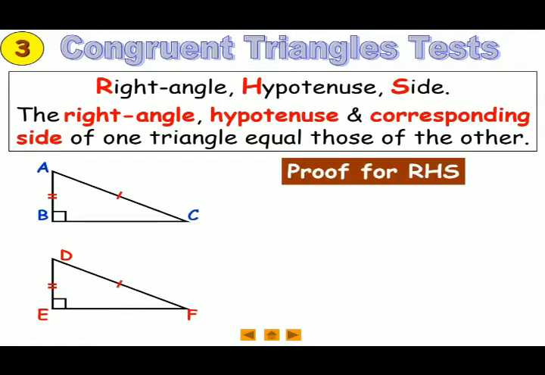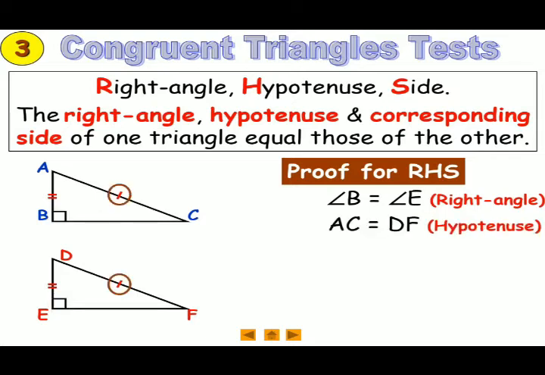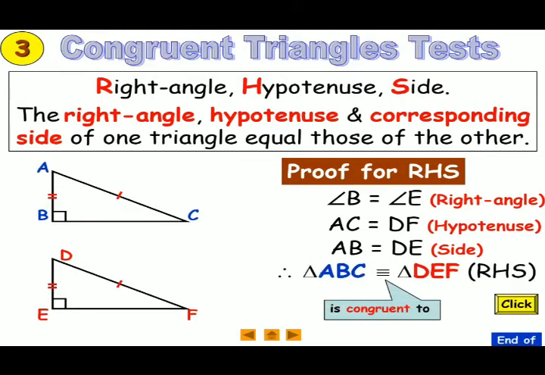Now how to prove? Angle B and angle E are equal. Why? Because both are right angles. After that, AC and DF are equal. Why? Because they are hypotenuse. After that, the measurements of AB and DE are equal. Means one side we need, that we can take AB, AB equal to DE, or you can write that BC is equal to EF. That will also be considered right. So after that, RHS, you can see that therefore triangle ABC is congruent to triangle DEF. By which rule? By RHS rule.